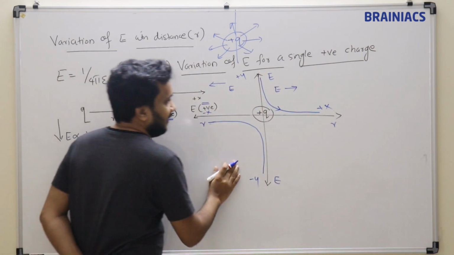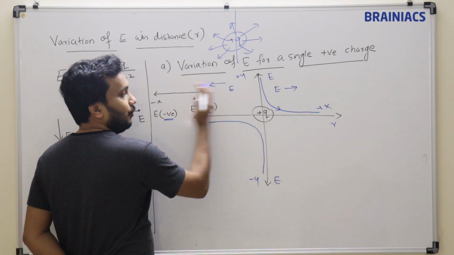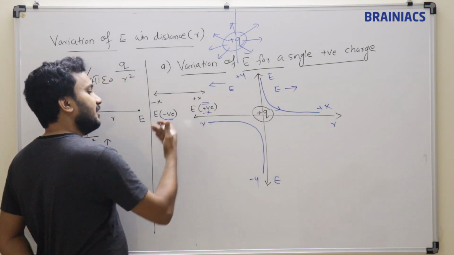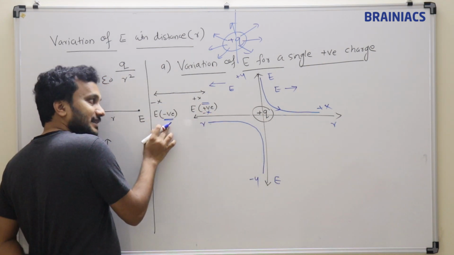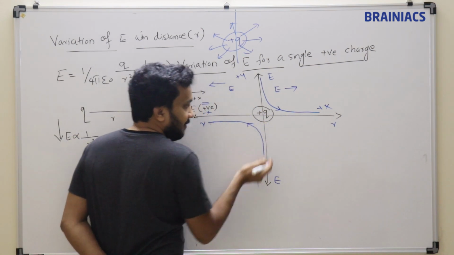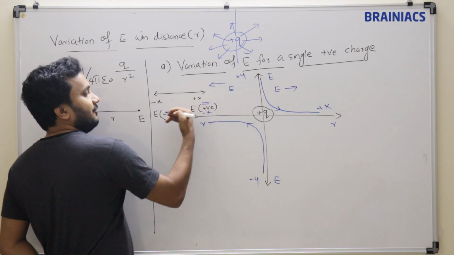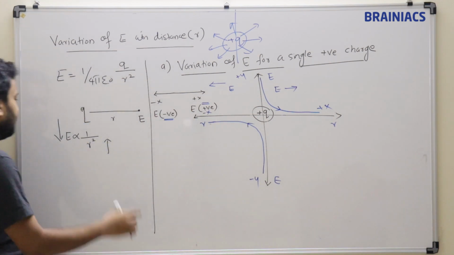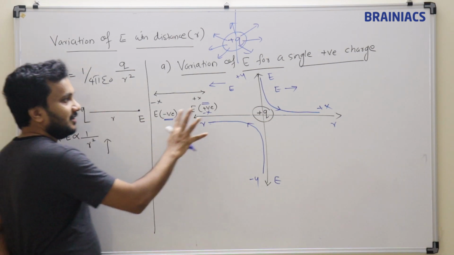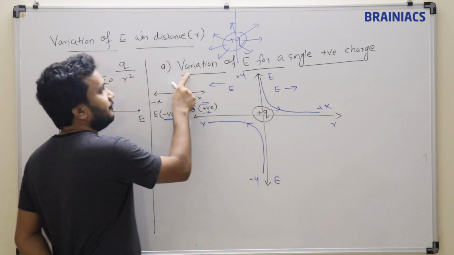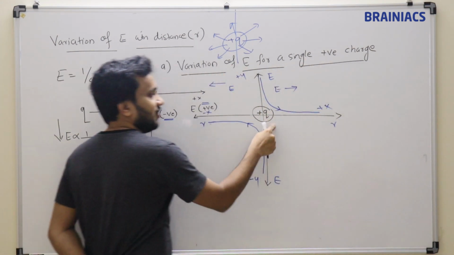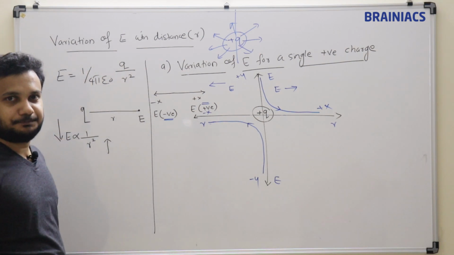On the other side, the electric field lines are going out, which means they are going in the negative x direction. If it is going in the negative x direction, the electric field is negative, but nearer to the charge the electric field is maximum. If you go away from the charge, the electric field is reducing according to the equation E proportional to 1 by R square. So this is the graphical representation of the variation of electric field for a single positive charge.